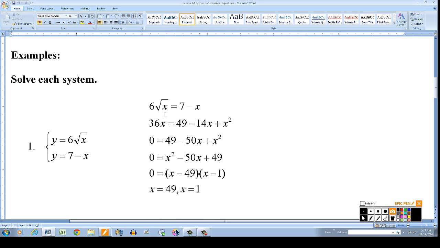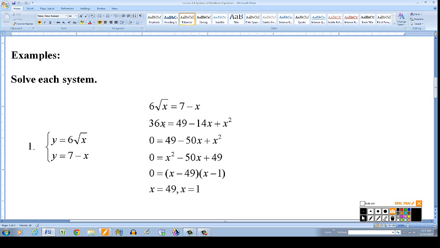Normally if I have a radical equation, the procedure is that I isolate the radical and then square both sides to eliminate the radical. If I square the left side, I get 36x, since the radical cancels. And then 7 minus x quantity squared is 7 minus x times 7 minus x. If you multiply that out, you get 49 minus 14x plus x squared.